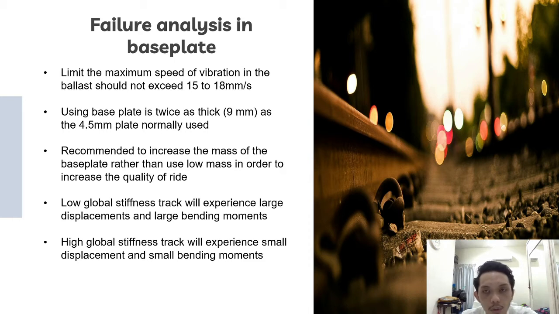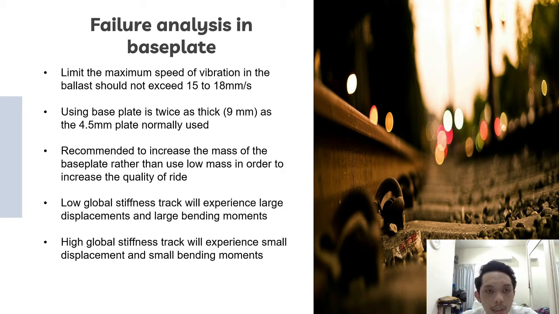Other studies in France on railway track have proposed that using a base plate twice as thick as the normal thickness also helps to prolong the life cycle of the base plate itself. Next, a study has shown that they recommended increasing the mass of the base plate rather than using low mass, in order to increase the quality of ride.